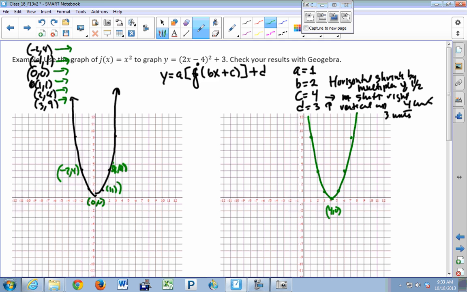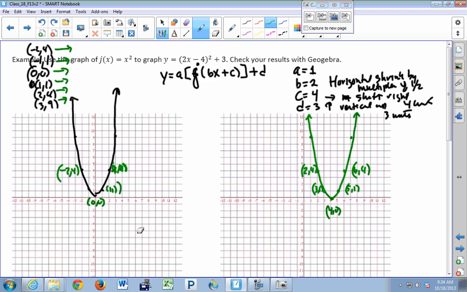So let's label some of our key points. I've got 4, 0. I've got 6, 4. I've got 2, 4. And I've got 5, 1. And I've got 3, 1. Okay, that's my first thing. Then I do any stretches, or shrinks. I have nothing happening vertically because there's a 1 outside of this whole function.